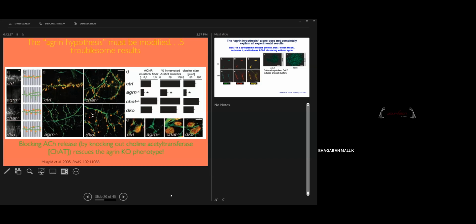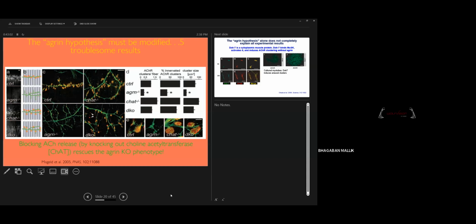But in the double knockout, ChAT and agrin, you can still see the formation of the acetylcholine receptor clusters. So how is this happening? Blocking acetylcholine release or knocking out choline acetyltransferase rescues the agrin knockout phenotype. Double knockout means they knock out agrin and then they knock out ChAT. So that is the double knockout.